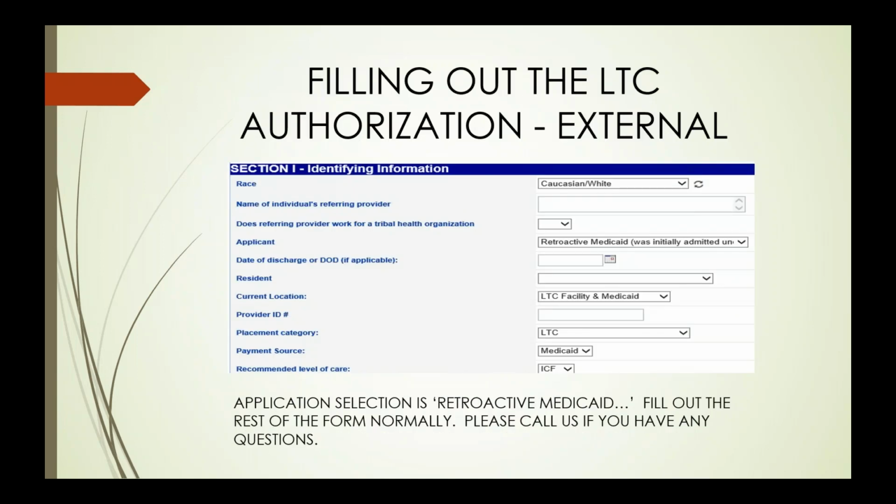When you're filling out the LTC Authorization External Form in Harmony, for the selection of applicant, you will see retroactive Medicaid, and you would select that as the option to choose. This is your form type. So once it gets sent in to us, we'll see that it's a retroactive request and not a reauthorization.